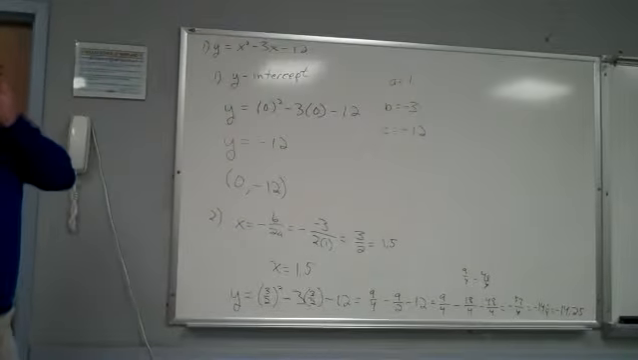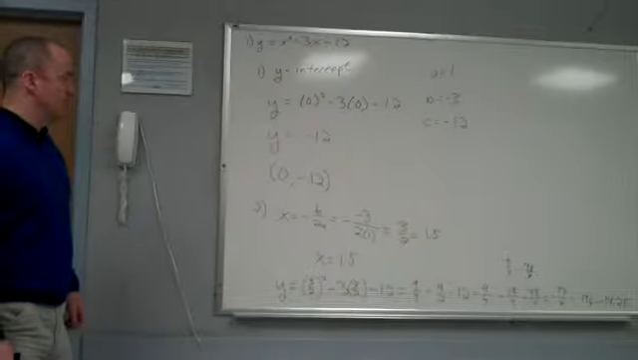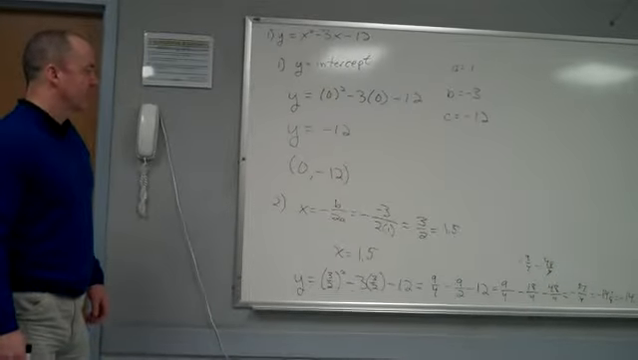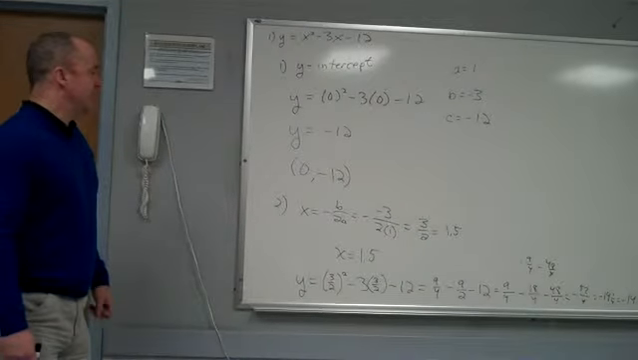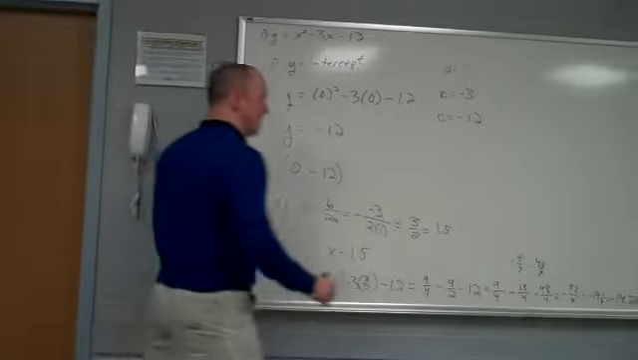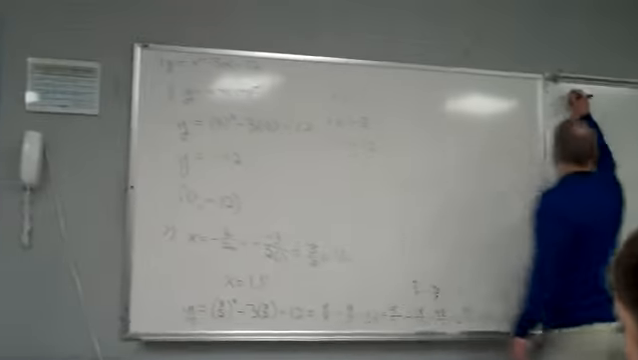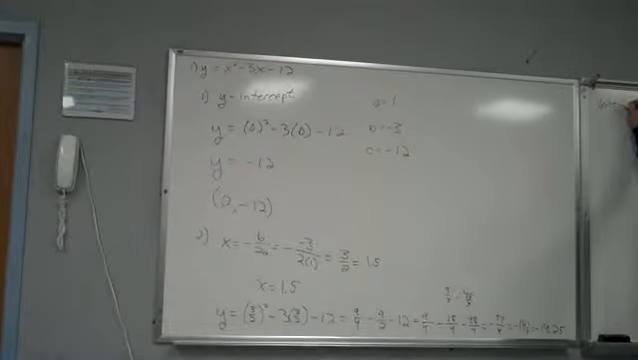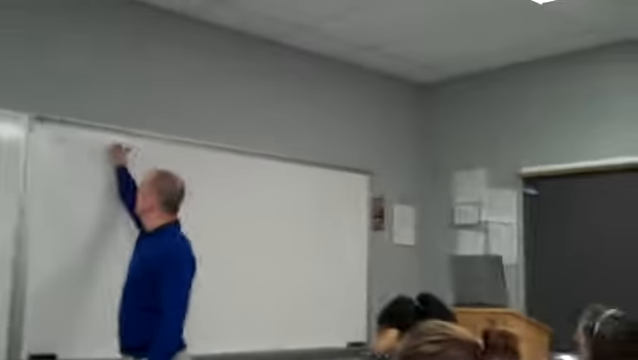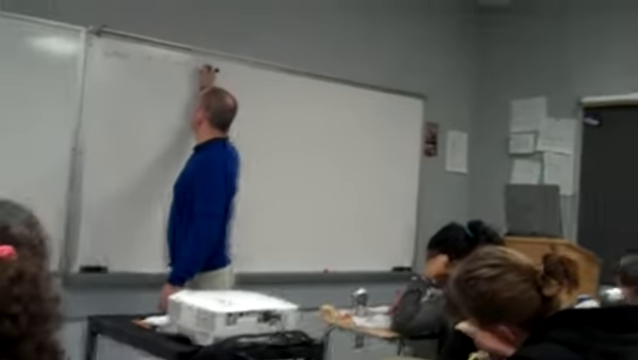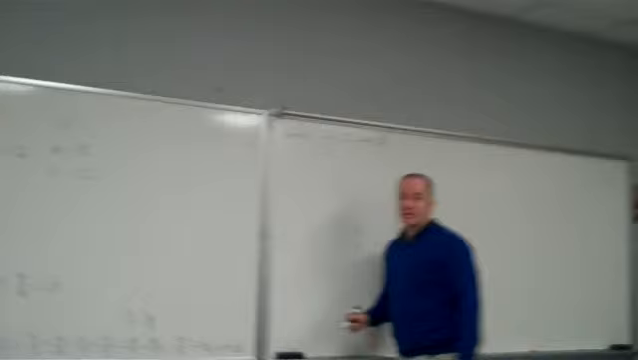Well, when we get to the drawing, I'll show you why the vertex had to be like that. That's probably why my drawing's off. Okay, so this tells me that the vertex, which I'll start writing up here, is at positive 1.5 and negative 14.25.